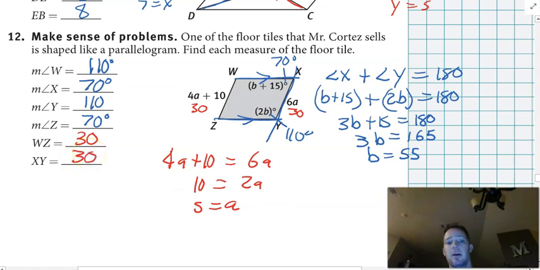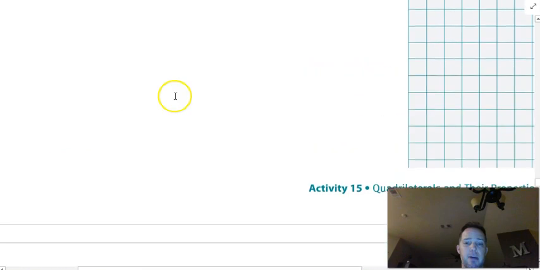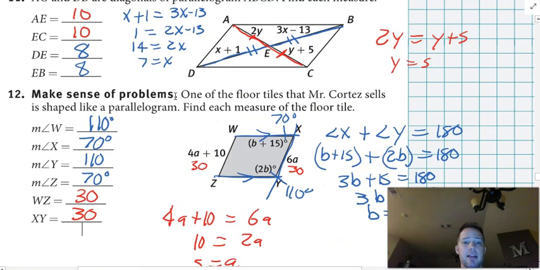All right. This is not the end of the lesson. We still got stuff to do with parallelograms here. Oh, actually, this is the end of the lesson. Great job, guys. Hashtag so proud.